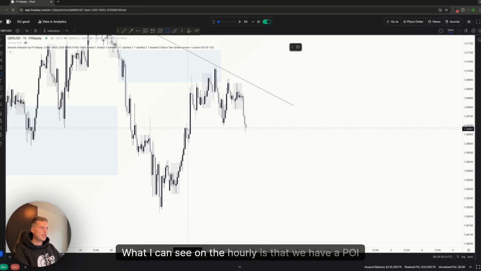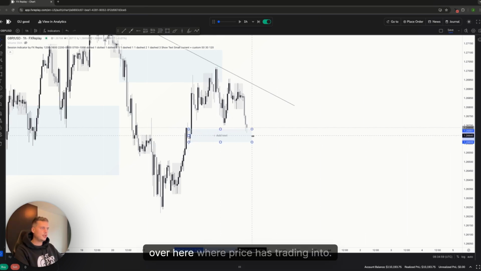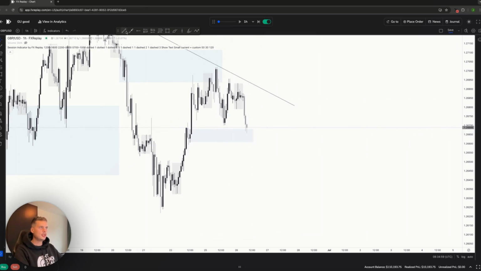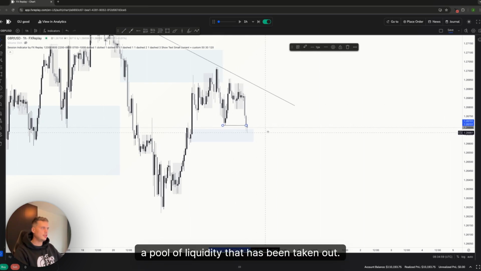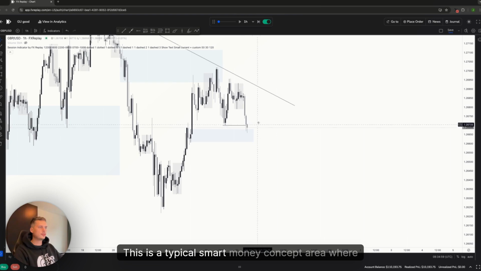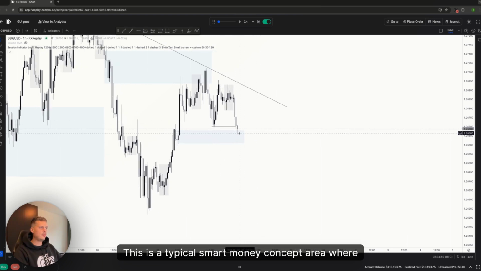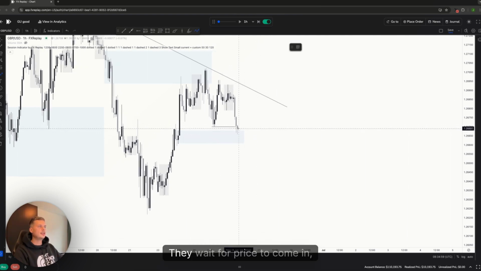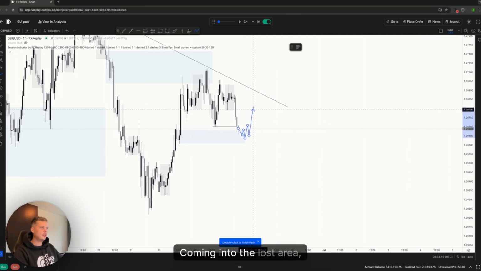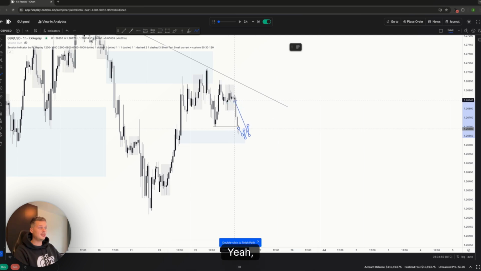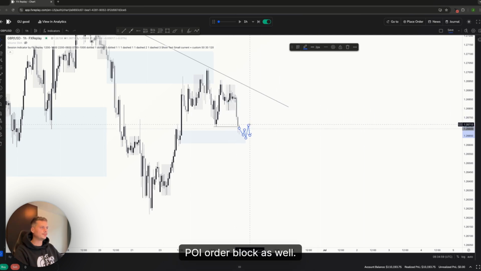All right, let's see if we can find something here as well. What I can see on the hourly is that we have a POI over here where price has traded into. We even have a pool of liquidity that has been taken out. This is a typical smart money concept area where they will be looking for buys. They wait for price to come in, doing a bullish break of structure, coming into the last area and going for buys into this POI order block as well.